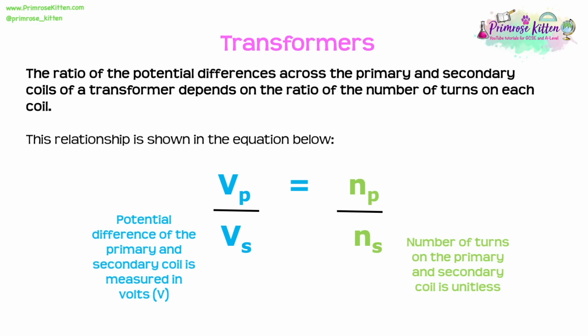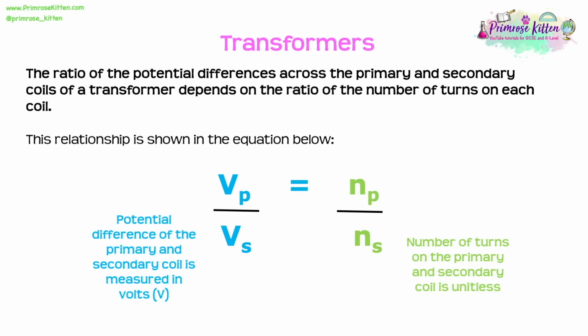Here we have a really important equation that we're going to use with transformers. We need to know that the ratio of the potential differences across the primary and secondary coils is dependent on the ratio of the number of turns on each coil. So here we have Vp, the voltage or potential difference on the primary coil, divided by Vs, the potential difference on the secondary coil, is equal to the number of turns on the primary coil over the number of turns on the secondary coil.